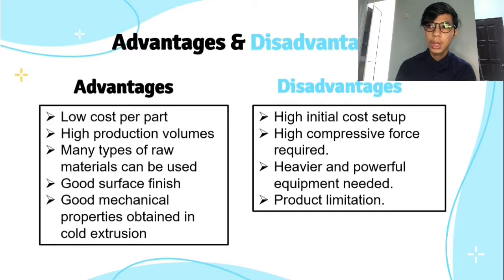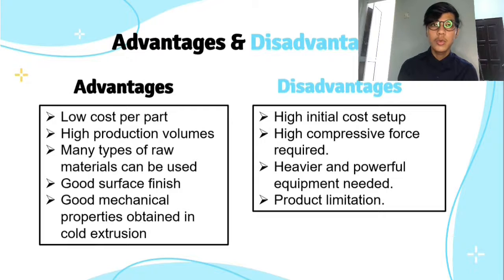And next is high production volumes. It means that the production volume per time becomes high, so it will produce more and they can sell more in the plastic bag factory. And the third is many types of raw materials can be used. For these plastic bags, we use polyethylene, but there are many other types of raw materials that can be used in this process.